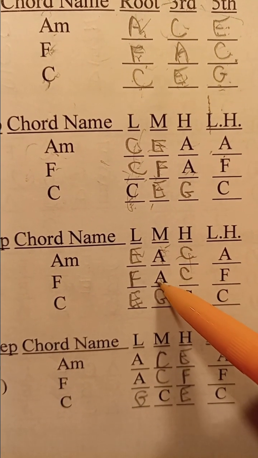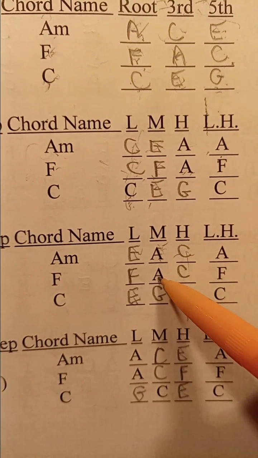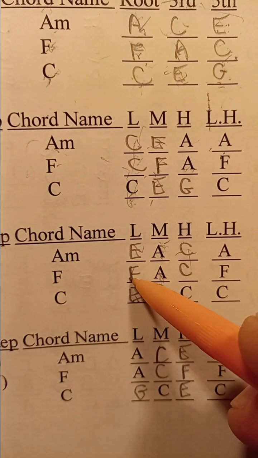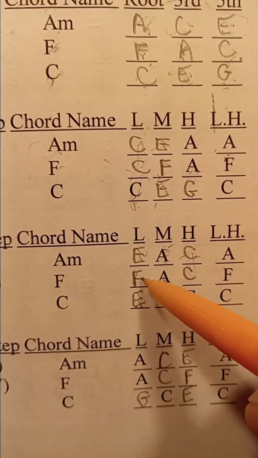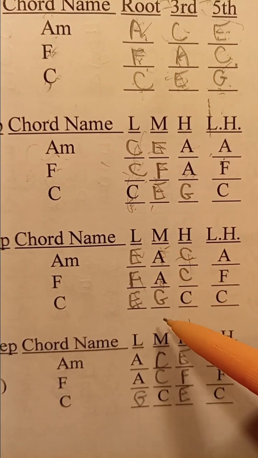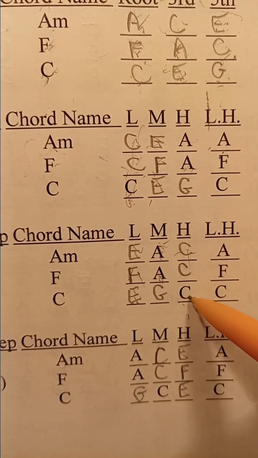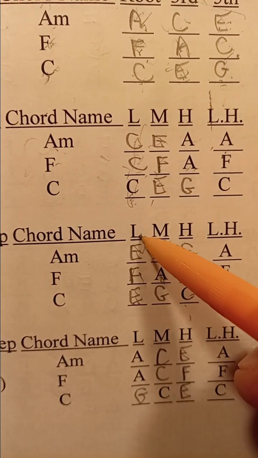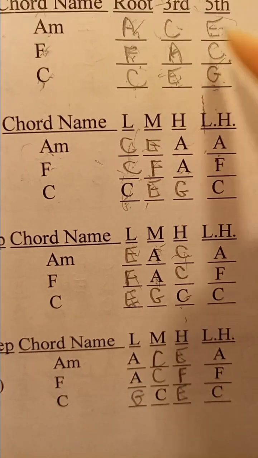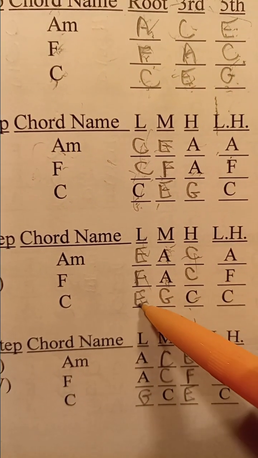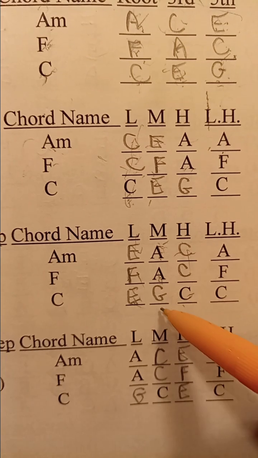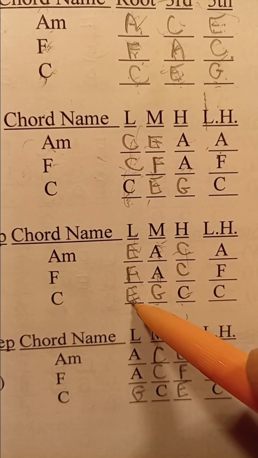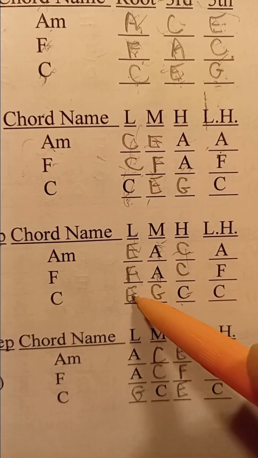On the F chord, again, A's in the middle, C would be above that as the high note, and what's left is the F as the low note. With the C chord, with C as the high note, this time we'll go to the low column, after C we'll have E, we're going to put that as the low note, and G as the middle note. So our C chord in this example would be E, G, C, low, middle, high.